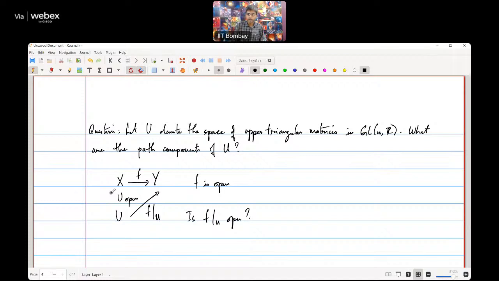And the answer is yes, because if we take any V inside U which is open, then since U is open in X, V is also an open subset, and U has the subspace topology from X. So therefore V is also an open subset in X. So therefore f restricted to U of V is equal to f of V, and since f is open, this is open. So this part is very easy. Okay, let me get back to this question and let's solve it.